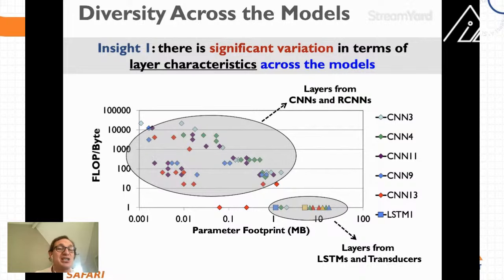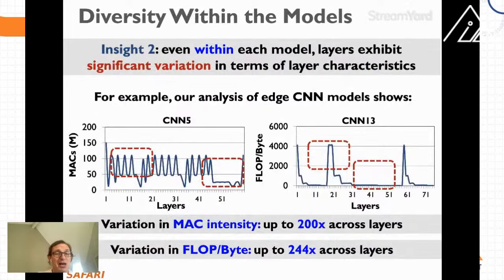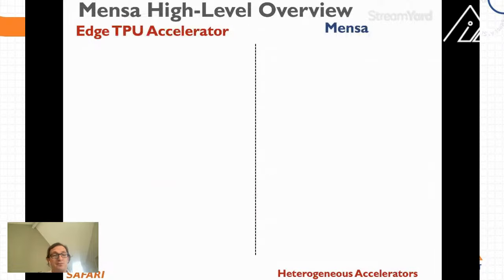So these cannot be treated the same way. That's our argument, essentially. There is a huge variation of layer characteristics across the models. And within a model, if you look at a single model, a single convolutional neural network, for example, there's huge variation in terms of layer characteristics. If you look at different layers of a deep neural network, there's a huge variation in terms of multiply and accumulate intensity, for example. That's true for this one also, and also for flops per byte, arithmetic intensity. So we need to design a system that can take into account this sort of differences across and within models, such that computation happens in the best fit hardware. And that's the idea over here.